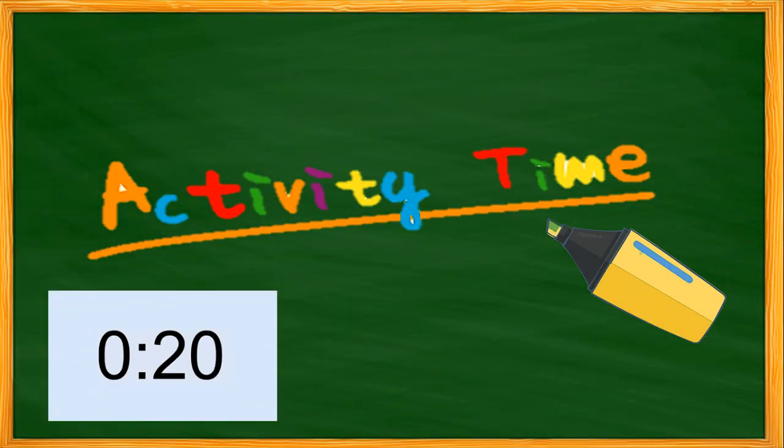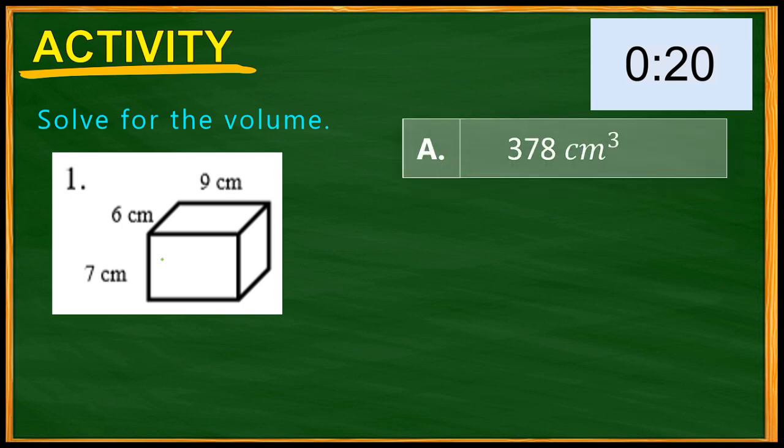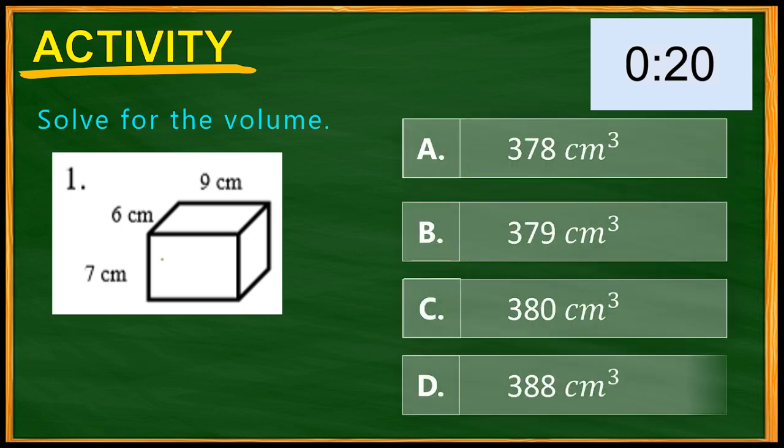Then let's have an activity again. You need to answer each of the following questions in 20 seconds. So for number 1, this would be the problem. This would be the figure. So 9 centimeters, 6 centimeters, 7 centimeters. You're going to solve for the volume of this one. So these are the choices: A, B, C, and D. You have 20 seconds. Your timer starts now.